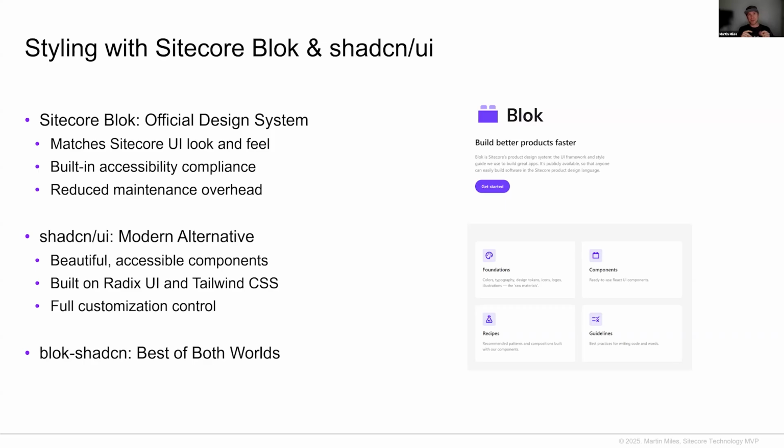So what would my recommendation be? If you are building an app that needs to feel like a seamless part of Sitecore, of course you use Blok. If you are building something more custom or branded, consider Shadcn UI. And if you are not sure, start with Blok. You can always add Shadcn components later, just when you need them.